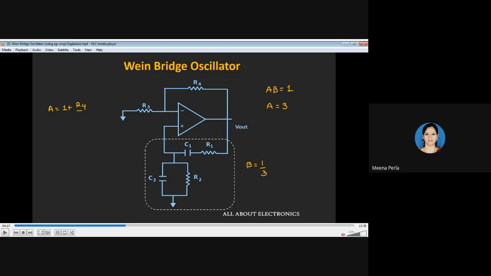And in your syllabus, we only have the sine wave oscillators. So we are not going to deal with any crystal oscillator or anything else. Whatever is specified in the syllabus, we are going to complete that. So based on this, we have practicals. So we are going to do the RC phase shift oscillator and the Wien bridge oscillator.